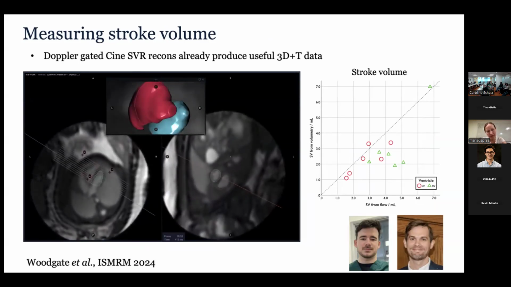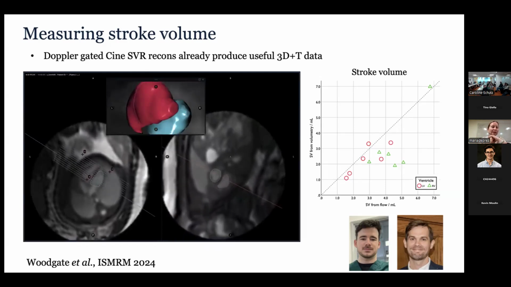He presented this at ISMRM this year. So they measured stroke volume from volumetry and also using 2D flow. And there was a very good agreement, especially in the left ventricle. In the right ventricle it was a little bit less good, but still, for an initial result, it's not bad. So that means that we are actually getting it right.